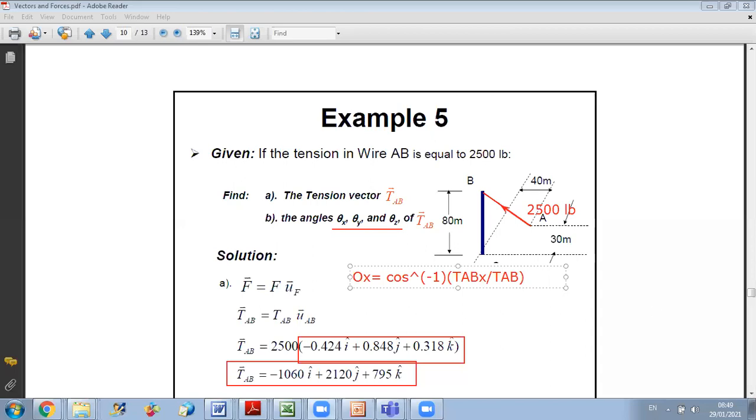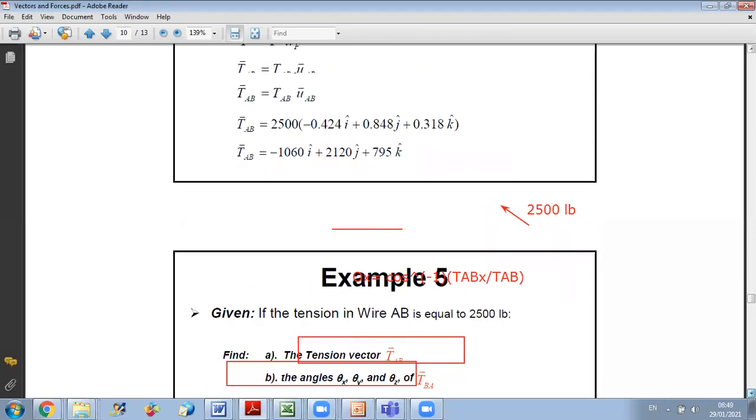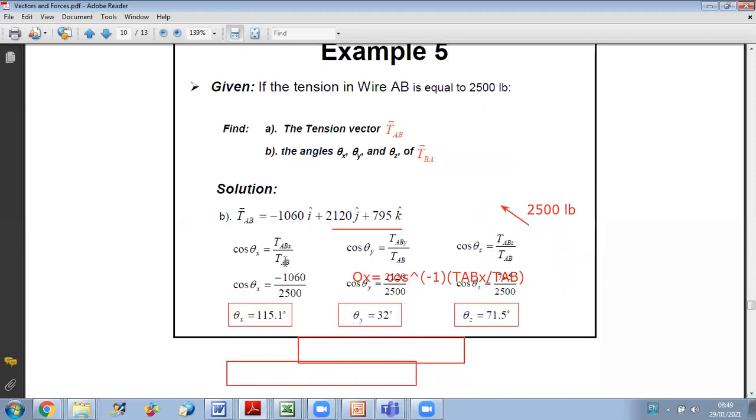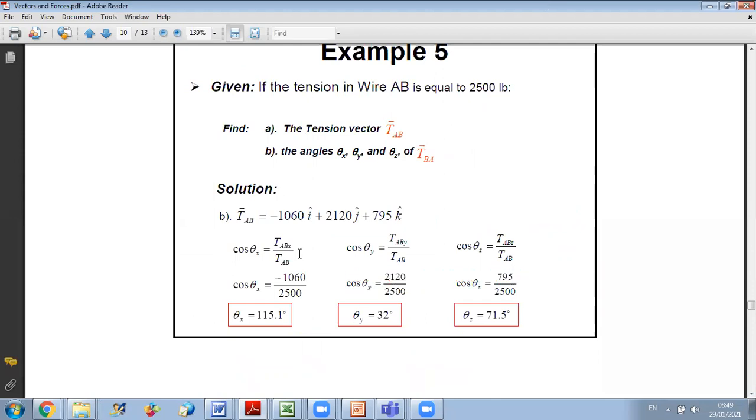So from definition, we have seen that cosine theta x is TABX over TAB. So theta x is cosine minus 1 TABX over TAB. And as you can see here, whenever I have a negative component, I get an angle higher than 90 degrees. So since TABX is negative, theta x is higher than 90. It's 115.1. On the other hand, for theta y and theta z, you have positive components. This is why you got angles smaller than 90.